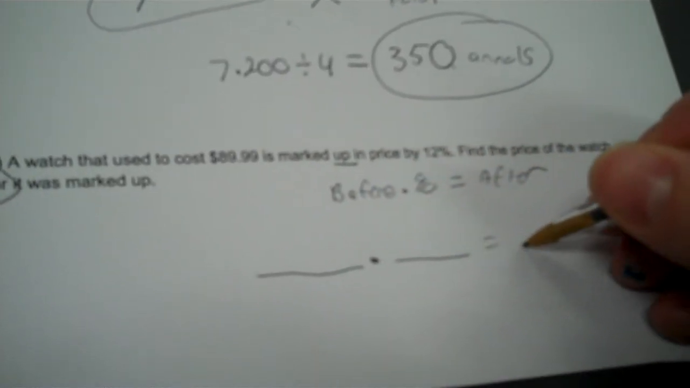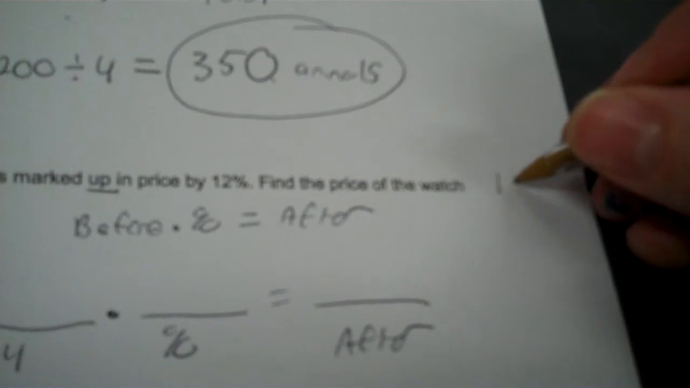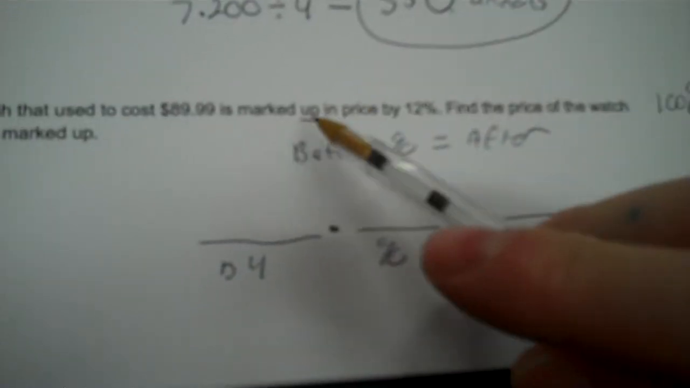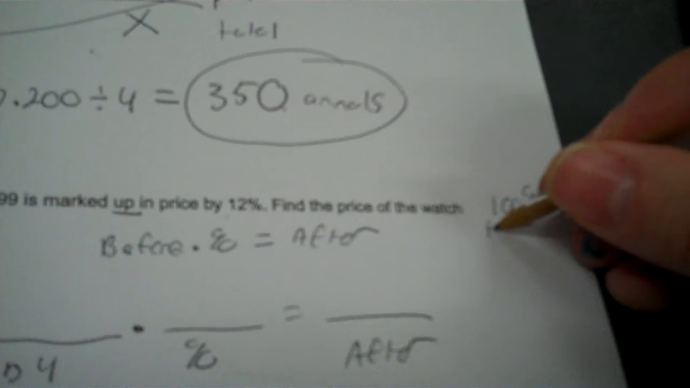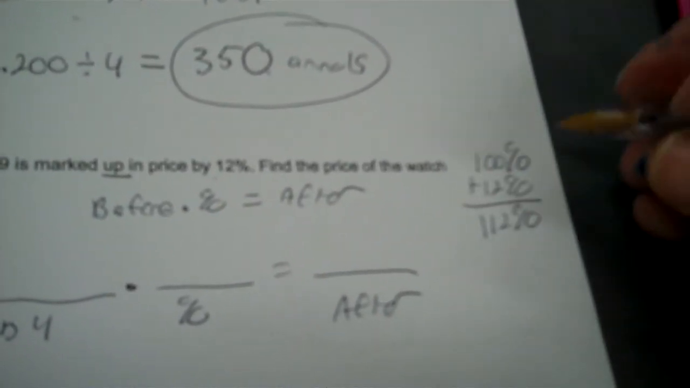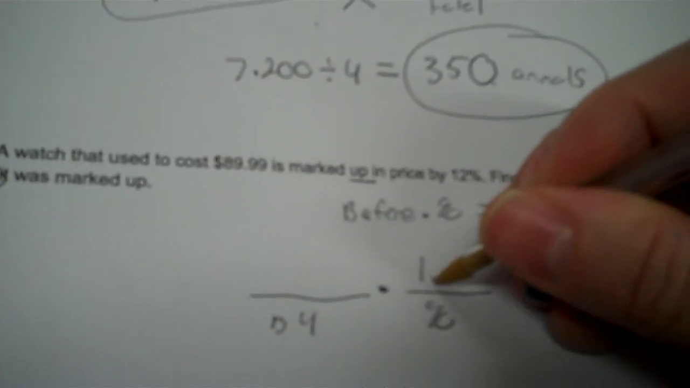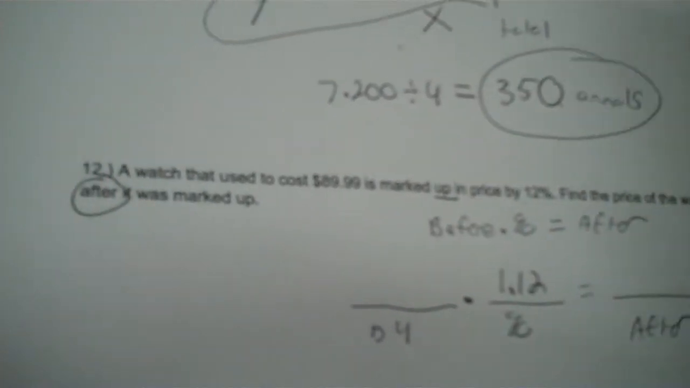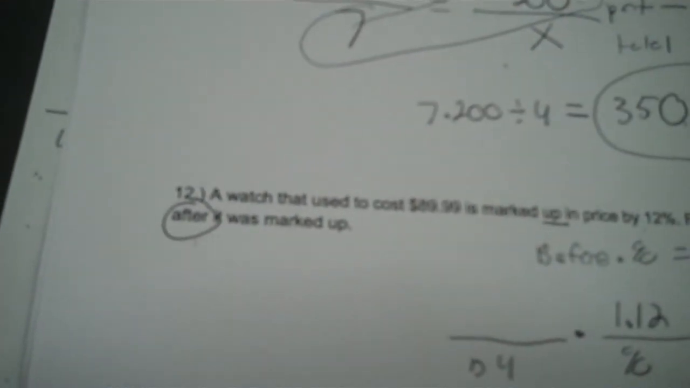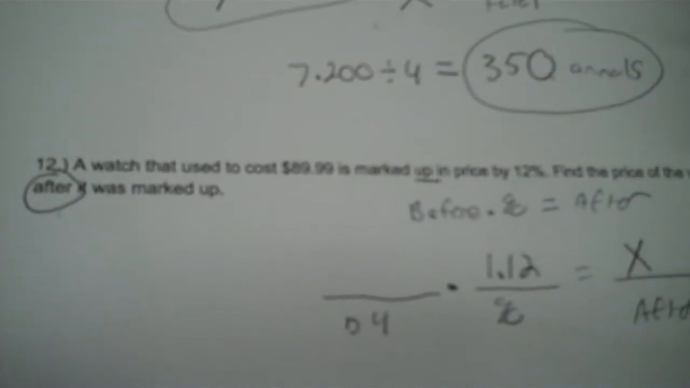So I line those up, and I have before times percent equals after. Now the percent, you're going to have to take 100%, and you're going to mark it up 12%. That means add 12% onto it. So that's 112%. Move the decimal twice to the left, and the percent is 1.12. Now I have after circled. I don't know how much it was after, so that's X. And then before, since it used to cost $89.99, that's the before amount.